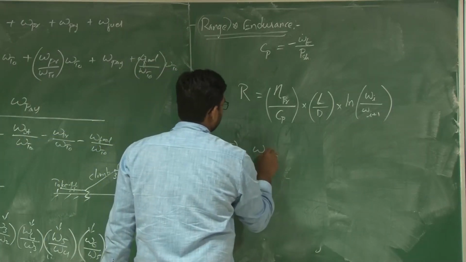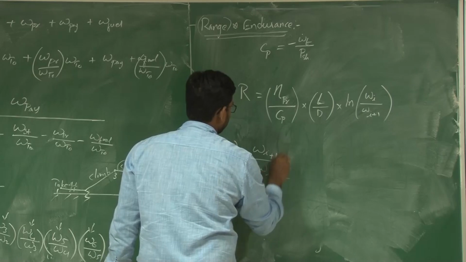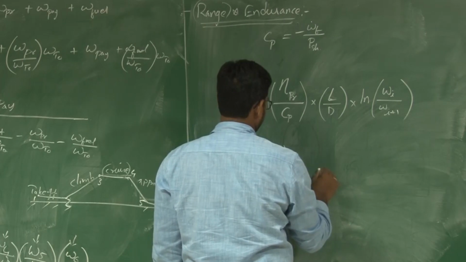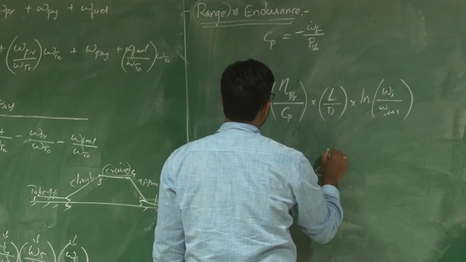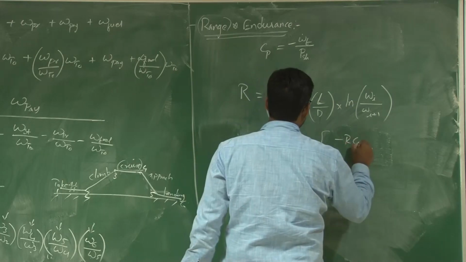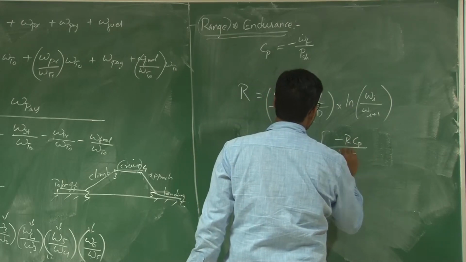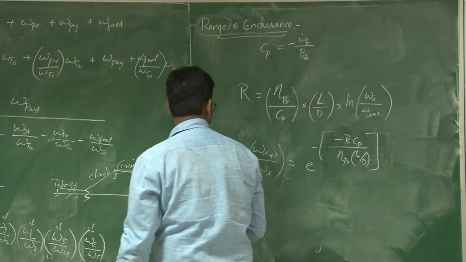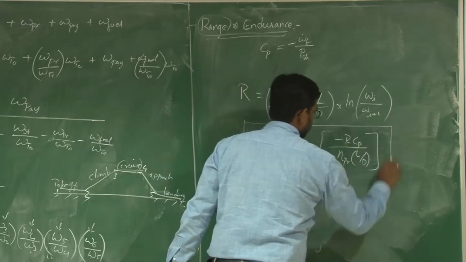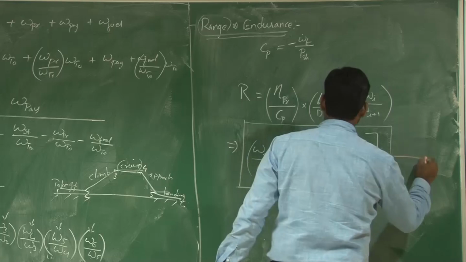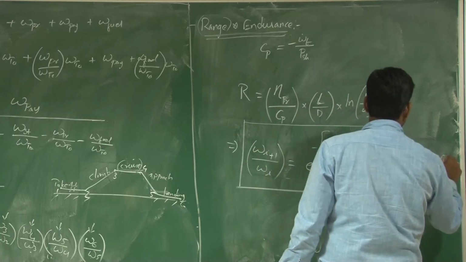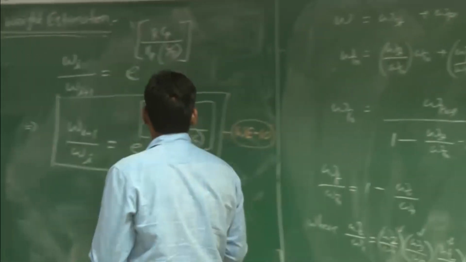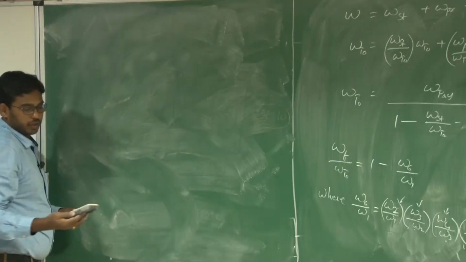So if you want to know the fuel weight fraction, then what you have is Wi plus 1 by Wi is equal to e raised to the power of minus R into Cp divided by eta of the propeller into L by D. This is the same equation we discussed in our previous lecture. Right. Now let us discuss the fuel weight fraction for loitering.